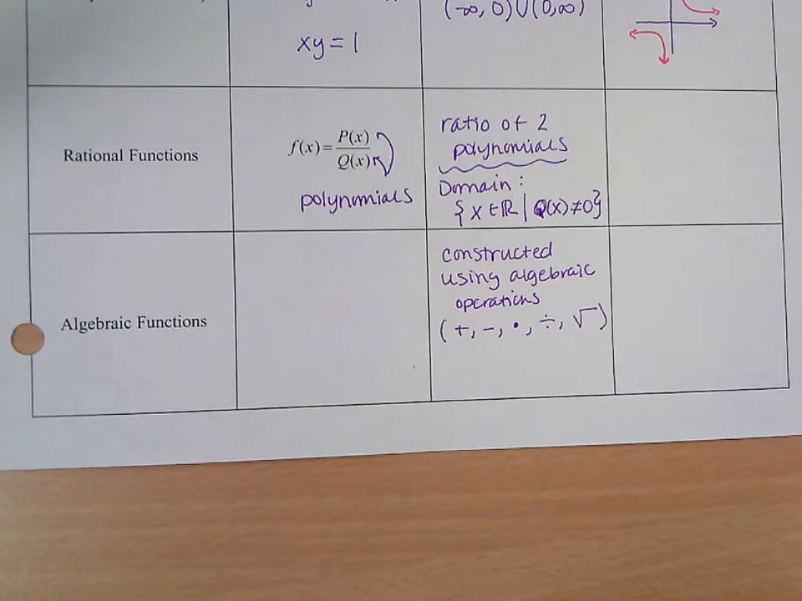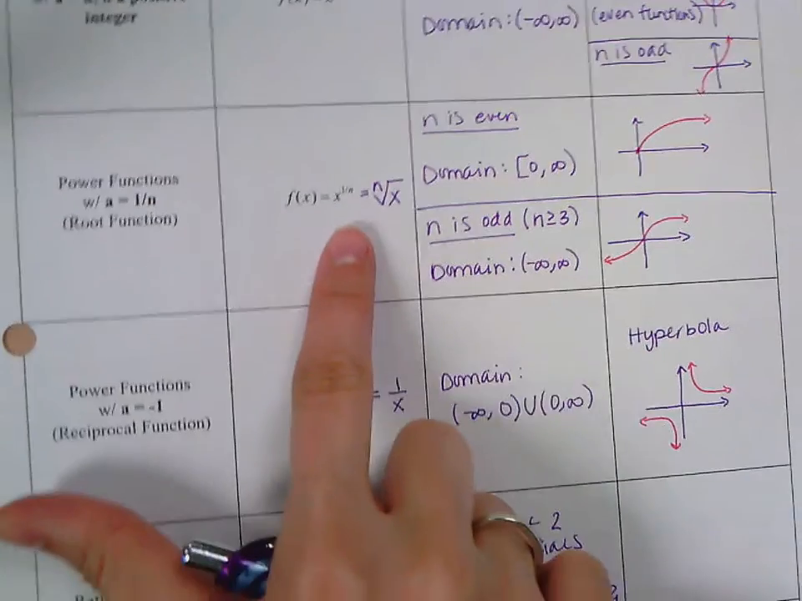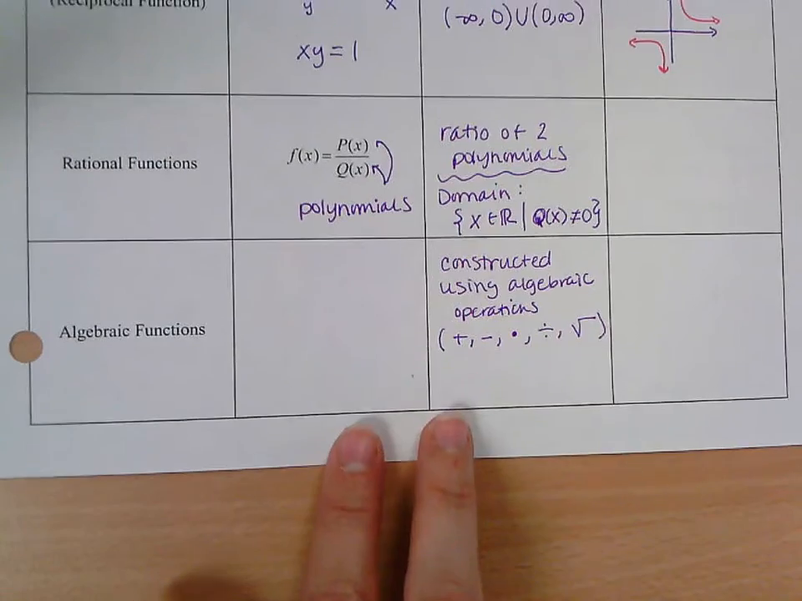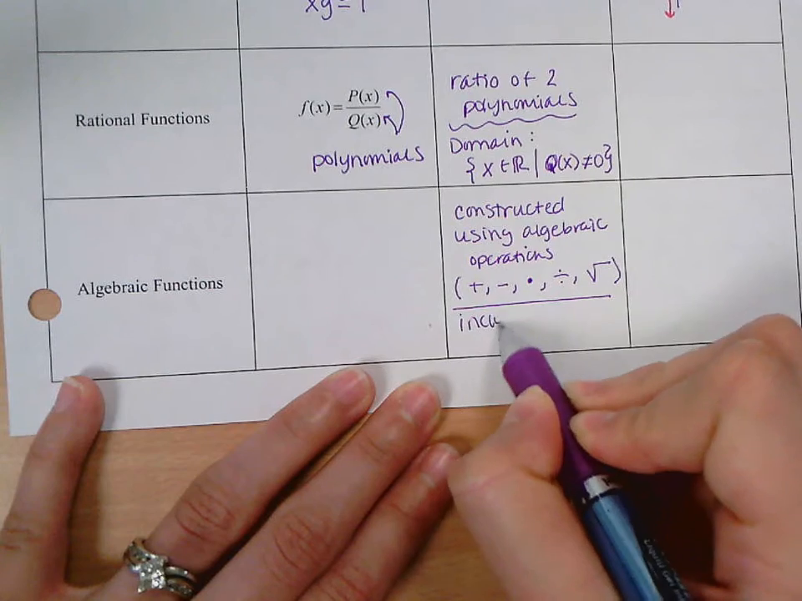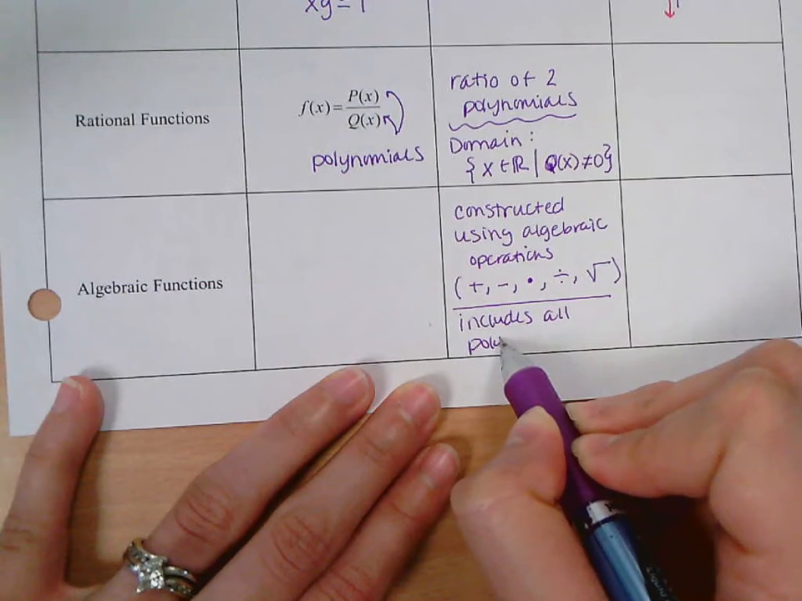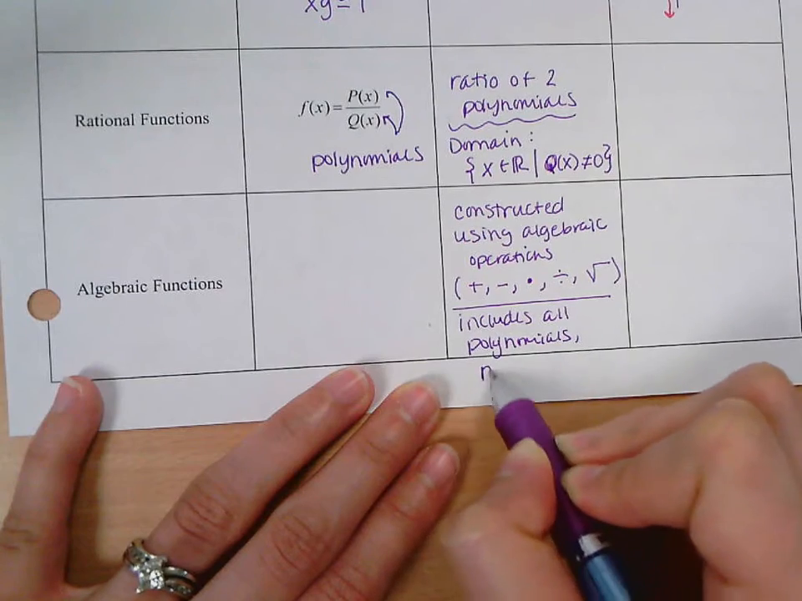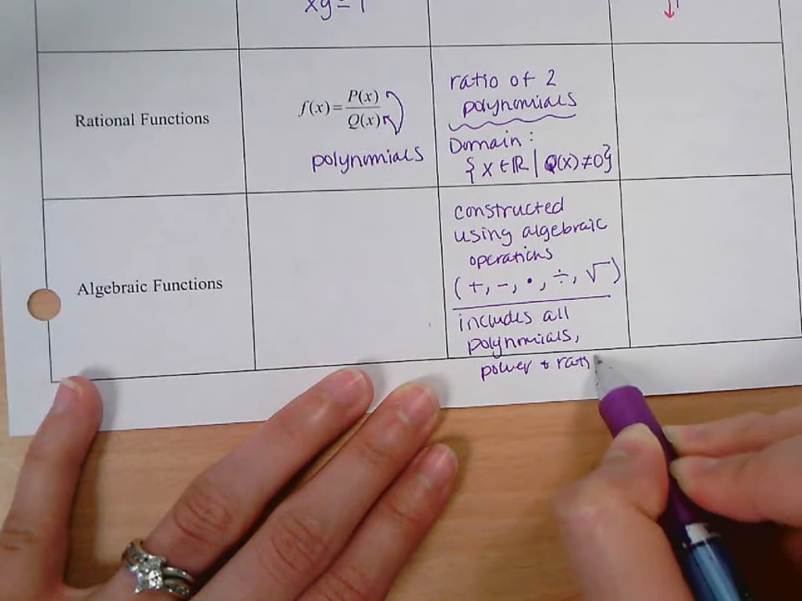Do you have a question, Connor? I was just going to ask if that included the power functions. Oh, yes. Yeah, it would include the power functions because, well, this is a polynomial already. This would be a root, and then this is division. So it would include all power functions and rational. Do you want to make that note? Includes all, well, I'll just put this here. All of the ones we've looked at so far, it includes all polynomials, power, and rational functions.